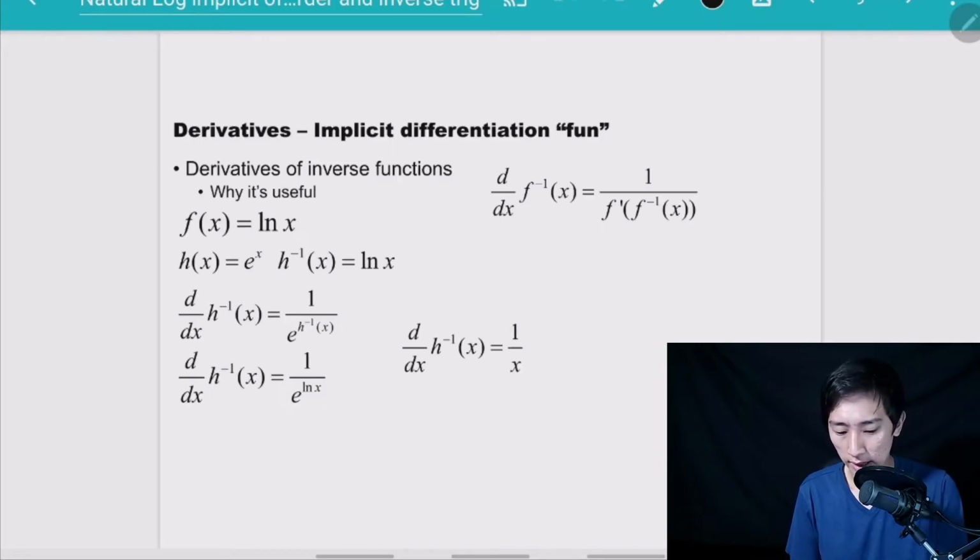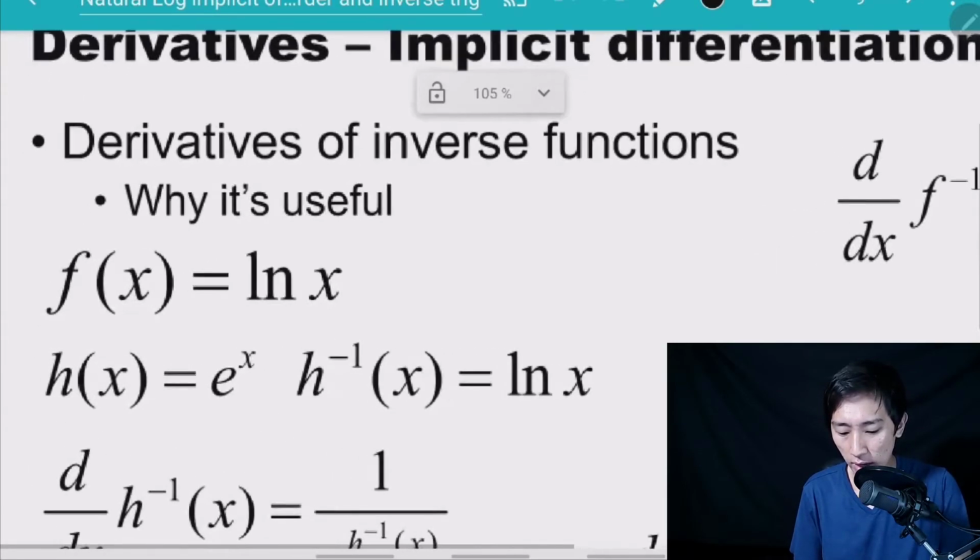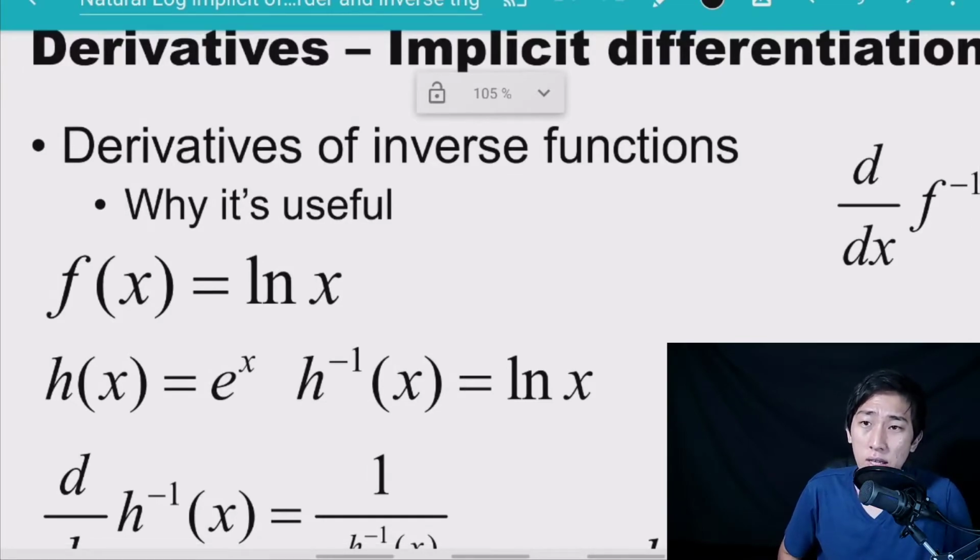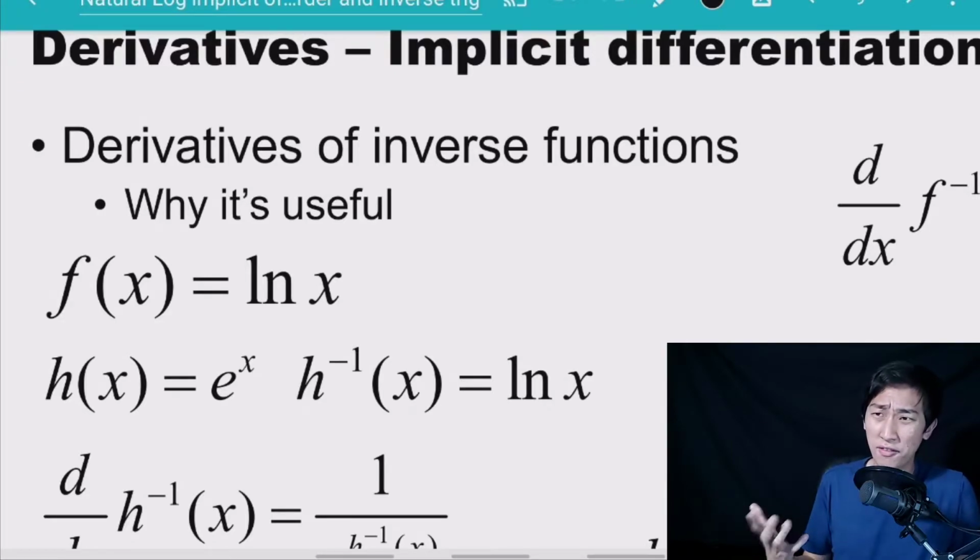So let me show you a less easy example, and this is why it's useful. If I asked you to find the derivative of ln x, it would be really hard because it doesn't follow any of our rules.